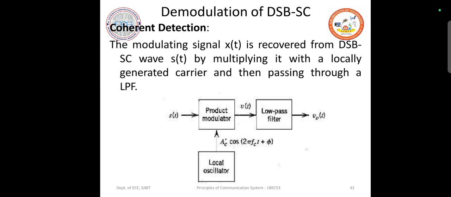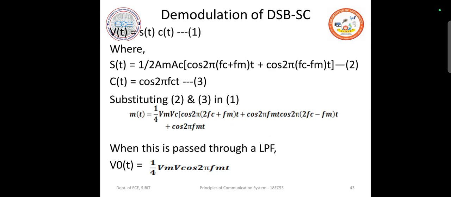So coming to the DSBSC demodulation, again s(t) will be your modulated signal, which is x(t) multiplied by cos ωct. We again use a product modulator, wherein the other input comes from the local oscillator, which generates the same frequency as your transmitter carrier frequency. So what do you get? When you do that, you will have 1/2 Am Ac [cos 2π(fc + fm)t + cos 2π(fc − fm)t], which is multiplied with cos 2πfct.